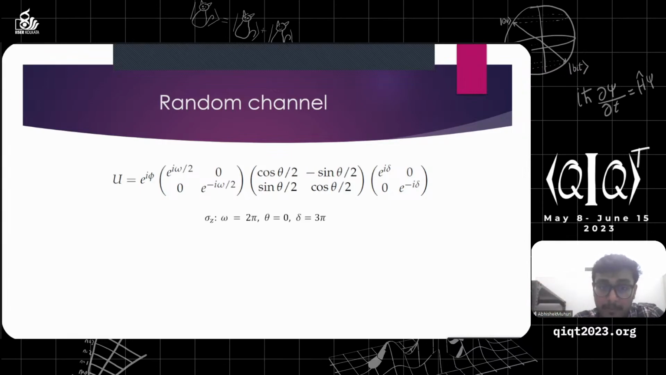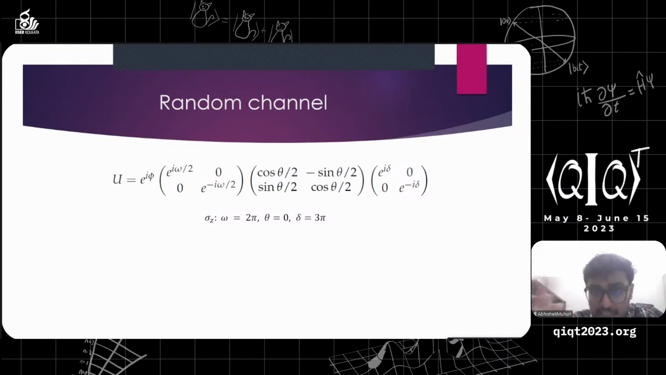We took these parameters omega, theta, and delta. This phi is actually a phase, it will not matter. So omega, theta, and delta are the parameters of the unitaries, and we take the value of these parameters from a Gaussian distribution.